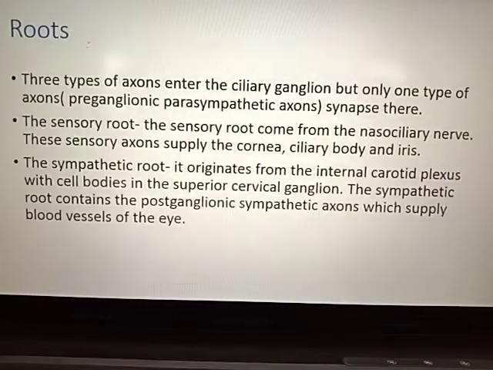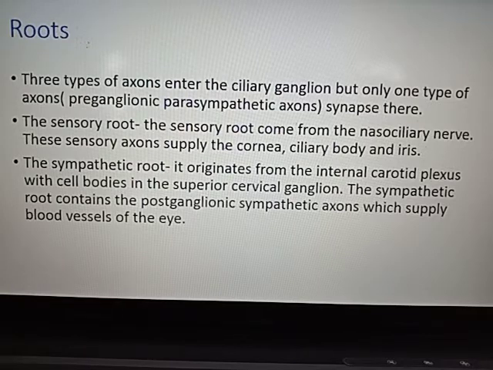Then come to the sympathetic root. The sympathetic root originates from the internal carotid plexus with cell bodies in the superior cervical ganglion. So from the superior cervical ganglion, some sympathetic nerve roots go to the carotid plexus, and from the carotid plexus, some of the sympathetic roots enter this ciliary ganglion. The sympathetic root contains postganglionic sympathetic fibers which supply the blood vessels of the eye. It only supplies the blood vessels of the eye.